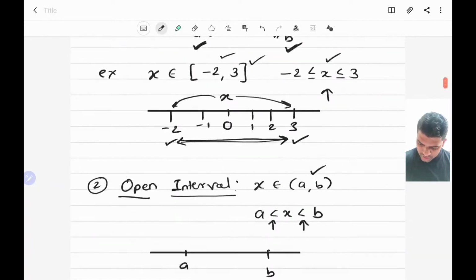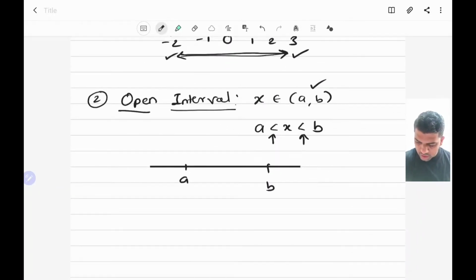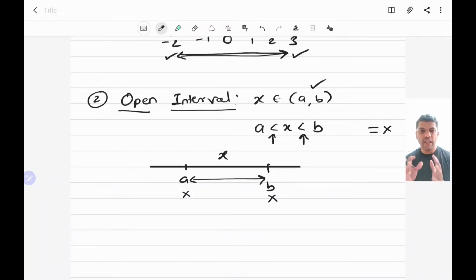Please understand this. Here in this open interval, there is no equality symbol, which means you have to exclude the value of A, and also exclude the value of B, but X can take any value between A and B. So the meaning of this is X can take a value between A and B, but not A and B. This is the meaning of open interval.